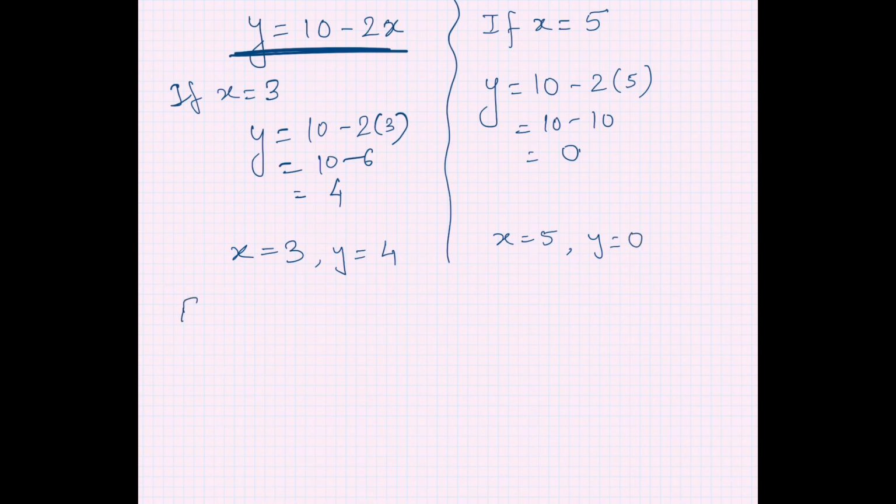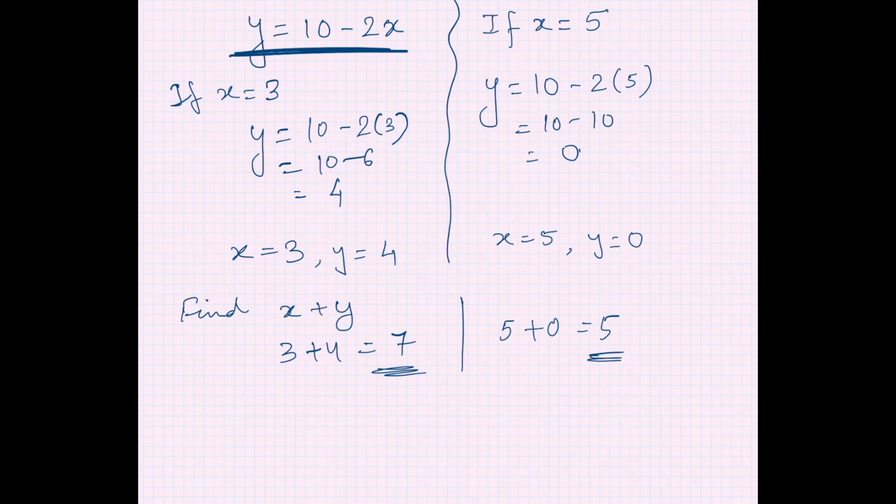And our main question was to find x plus y. So in this case, x plus y can be equal to 3 plus 4, which is 7, and it can also be equal to 5 plus 0, which is 5. So there are two possible answers, 7 and 5.